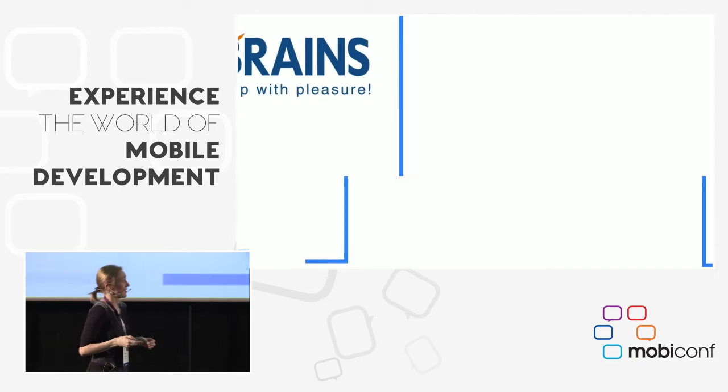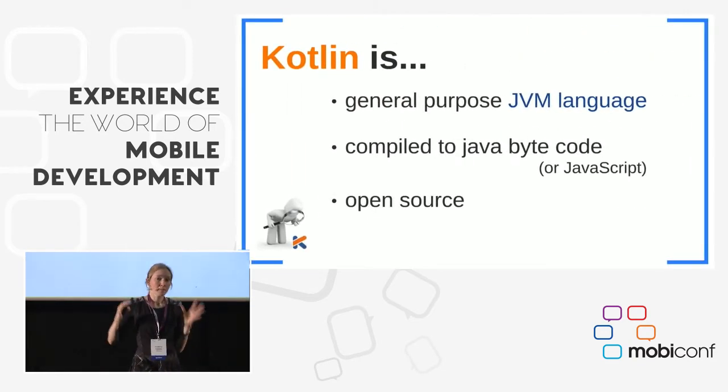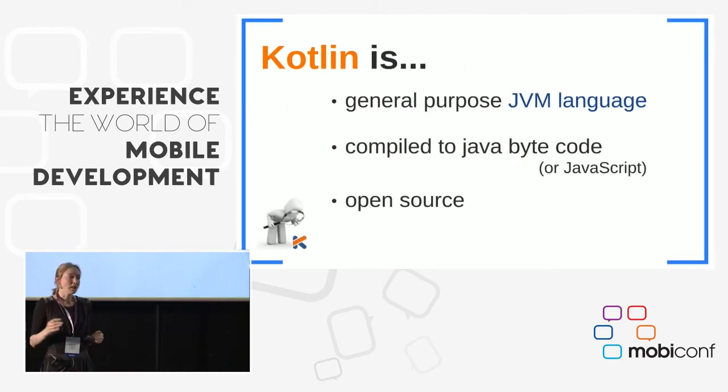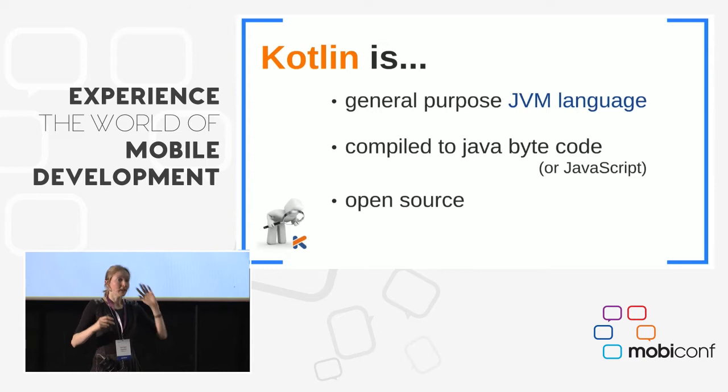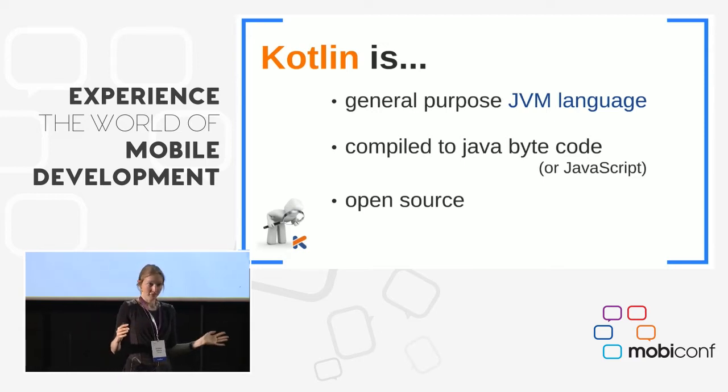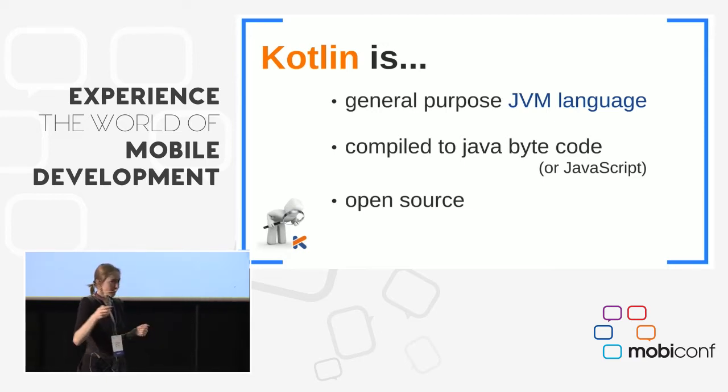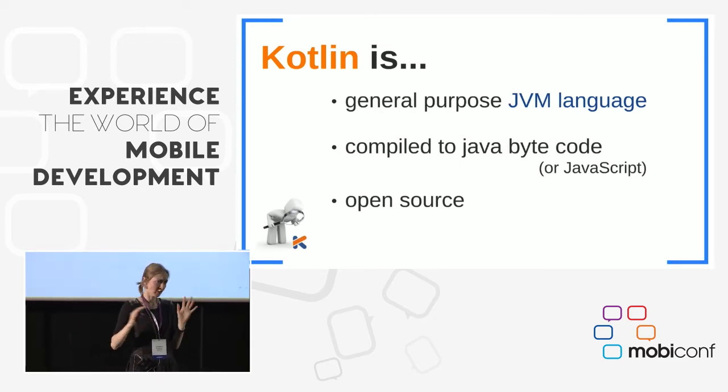So, let's start. Kotlin is a general-purpose language. It's not designed specifically for Android. It just can be compiled to Java bytecode, and thus it works greatly for Android. It has a second, JavaScript backend, but today we are not interested in it because we are interested mostly in Android.